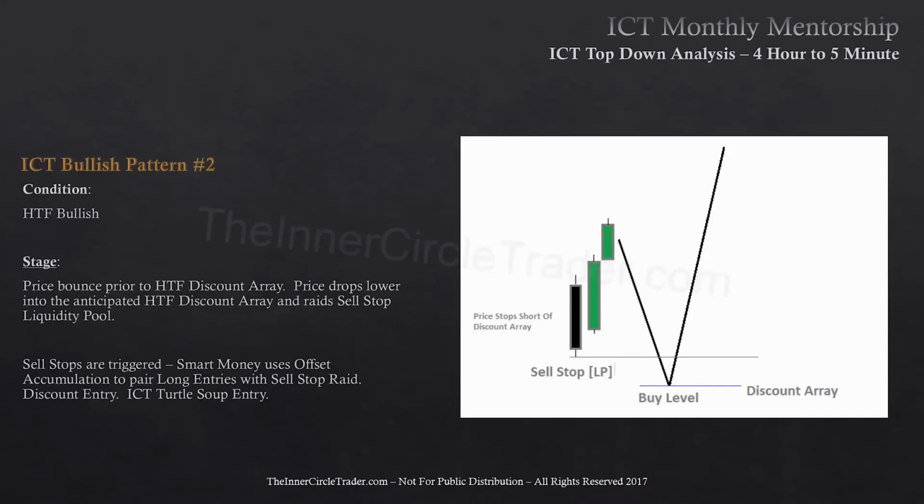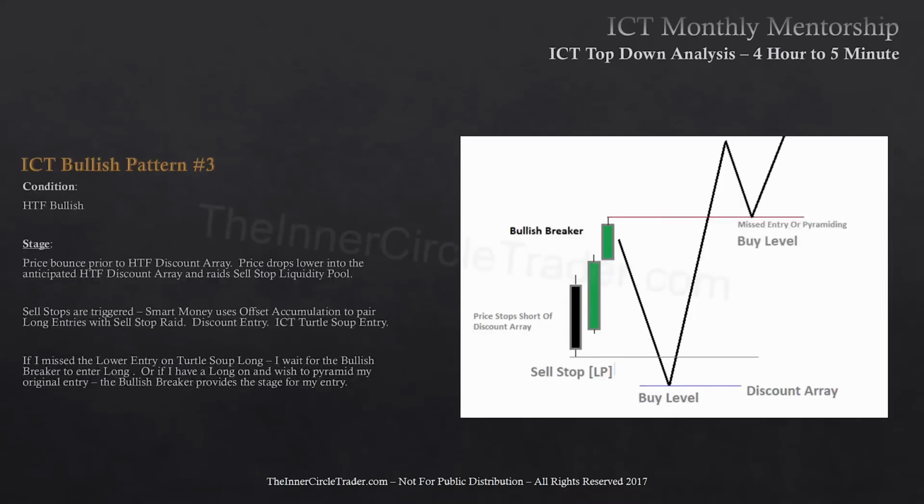I buy down there at the discounted rate because now I have a better feeling that price should rally, because it's taken out stops. It went to my logical discount array, and this is turtle soup. And the bullish pattern number three, which is basically the same pattern I just showed you, but in the event that I did not get that entry down there on the turtle soup, which is the reason why I tell you, don't worry about it. If you can't get that level down there, fine. This is the pattern that I use.